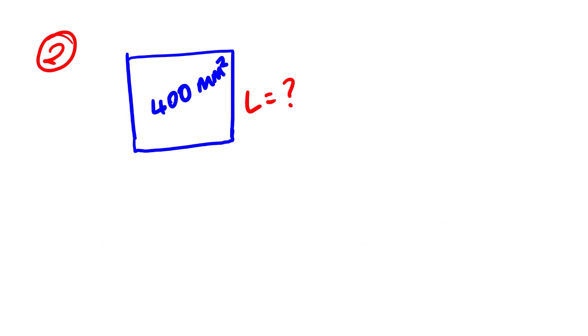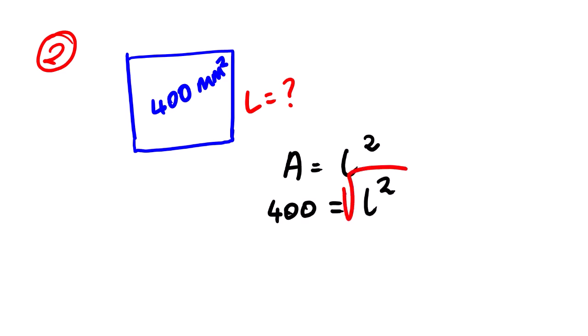Our second example, remember you can pause the video, work out this question, play the video to verify the answer. The second question, we have a square with an area of 400 millimeters squared. What is the length of the square? So we are going to use this equation: A equals L squared. We have our area, it's 400, equals L squared. Then we take the square root of both sides. We are going to have L equals 20 millimeters. This is our answer.